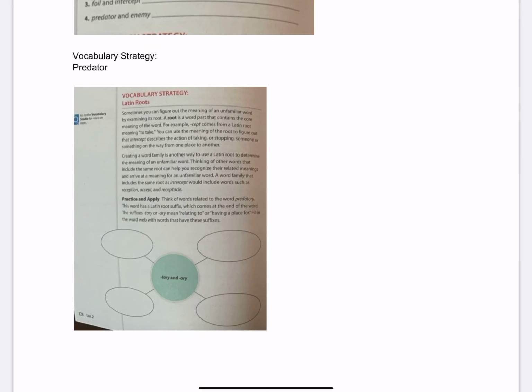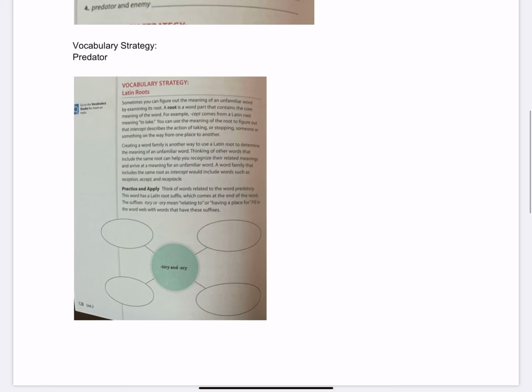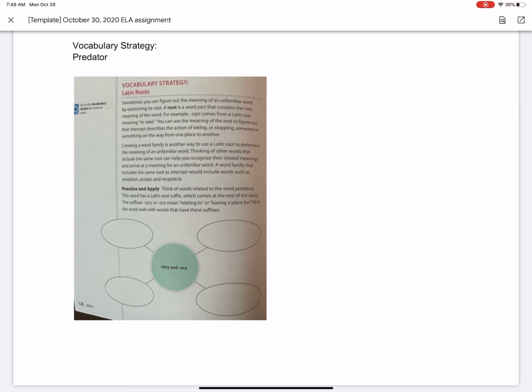Then the vocabulary strategy. Sometimes you can figure out the meaning of an unfamiliar word by examining its root. A root is a word part that contains the core meaning of the word. For example, sept comes from a Latin root meaning to take. You can use the meaning of the root to figure out that intercept describes the action of taking or stopping someone or something on the way from one place to another.